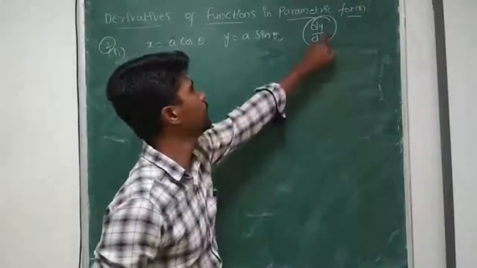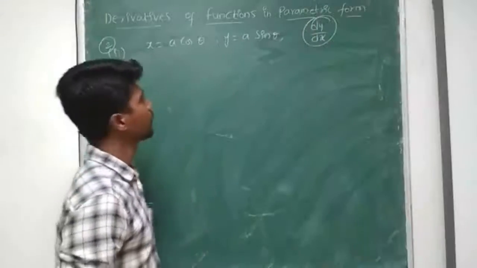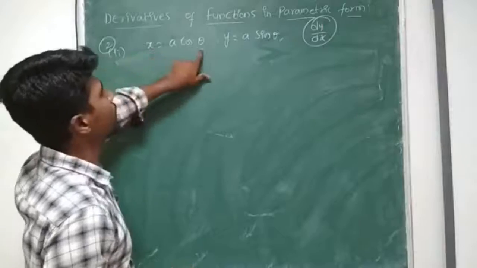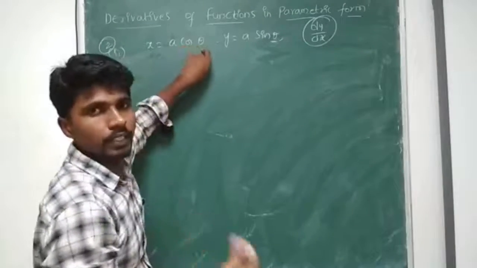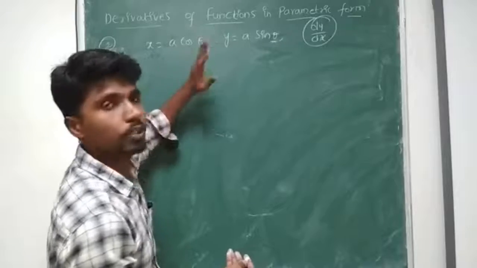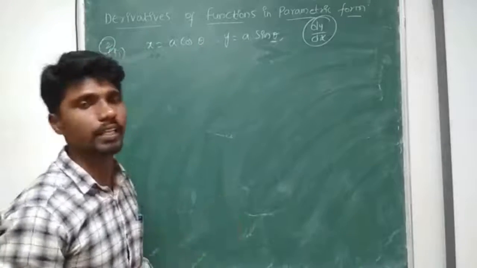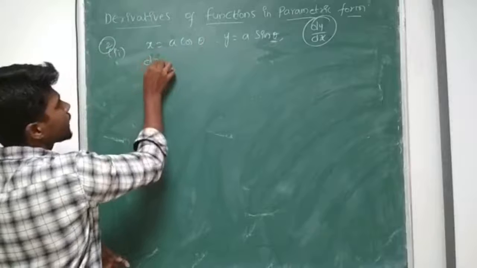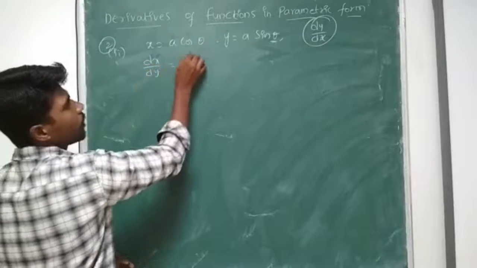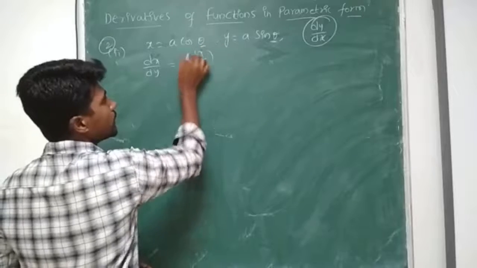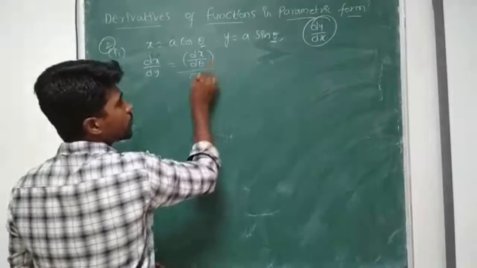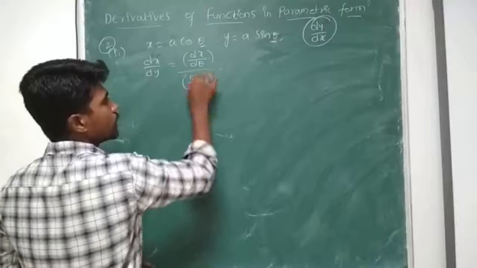So x is defined in terms of theta, y is also defined in terms of theta. So these two are functions in terms of theta. So I can find its derivative as dy by dx is equal to differentiation of y with respect to theta by differentiation of x with respect to theta.